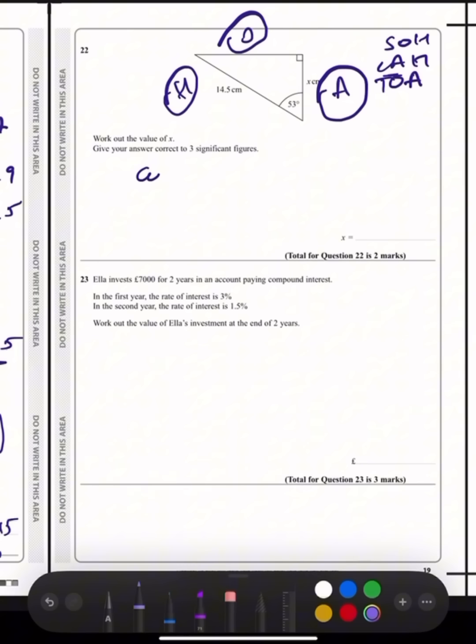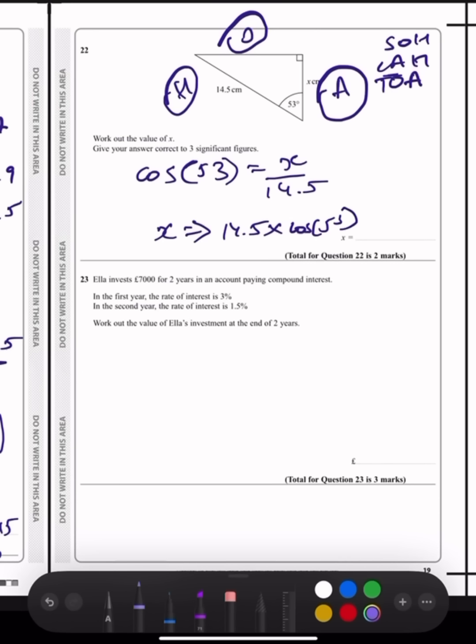So we write cos, in the brackets 53, equals x over 14.5, because A is adjacent, we've got x, and h is 14.5. So x equals 14.5 multiplied by cos 53. That will give you an answer of x equals 8.72631, but you don't have to write that long. The answer we can write is simply 8.73. And that's how you gain your 2 marks.